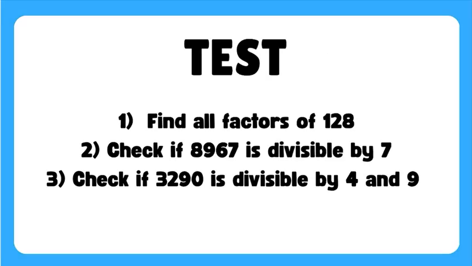So now it's time for your test. So first you want to find all the factors of 128 using the rainbow method. Then you want to check if 8967 is divisible by 7. And then you have to check if 3290 is divisible by 4 and also 9. You have to tell me if it's divisible by 4 and then you have to tell me if it's divisible by 9. So let me know your answers in the comment section down below.